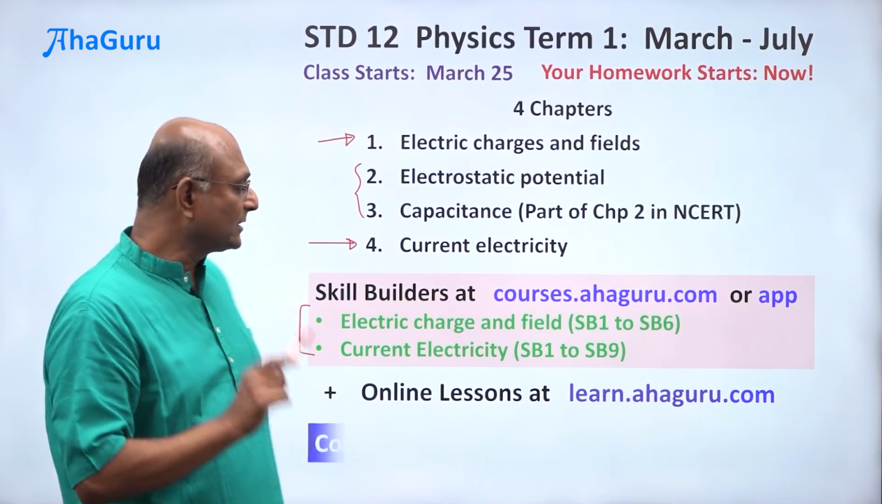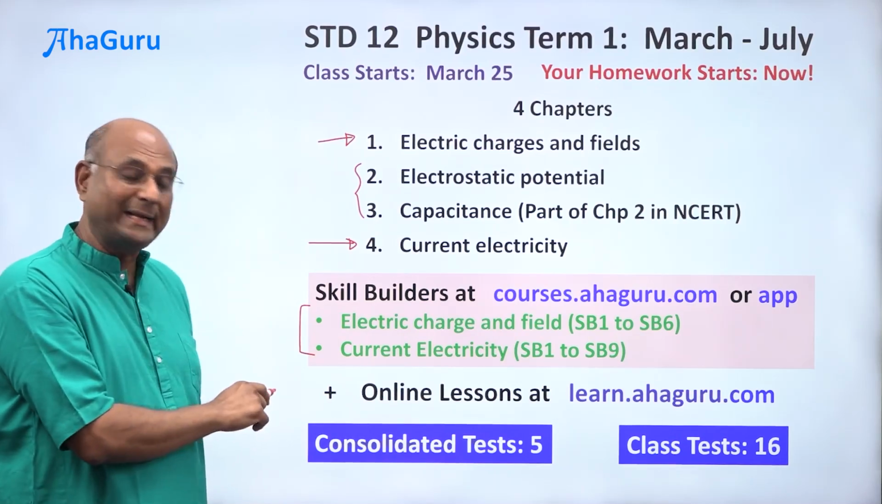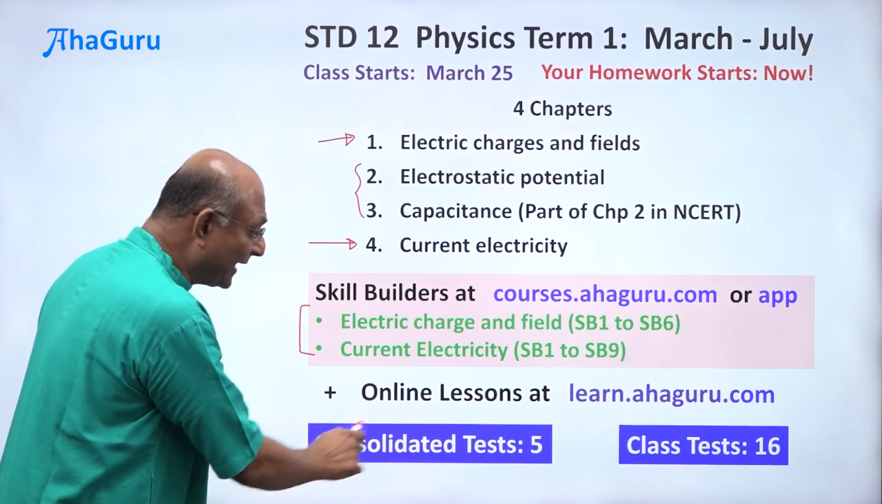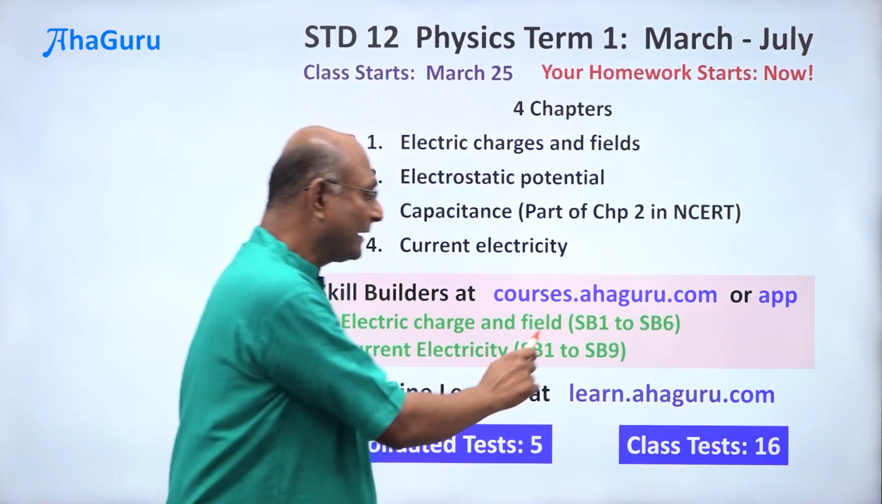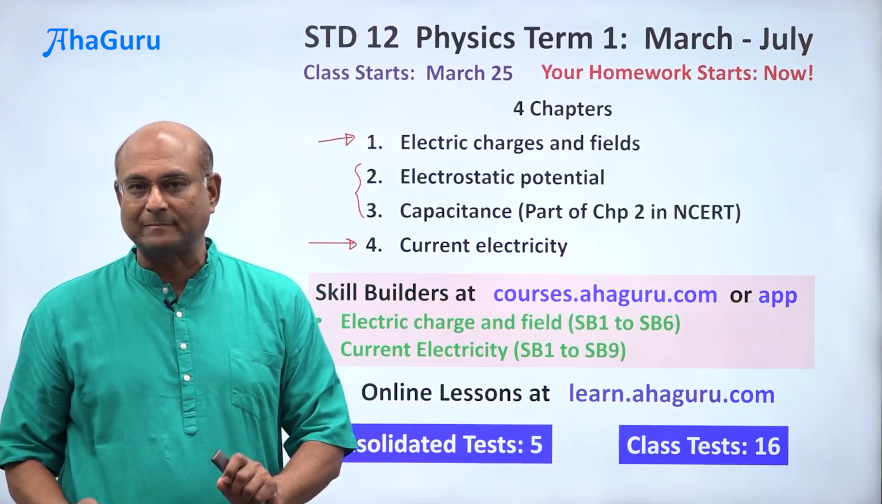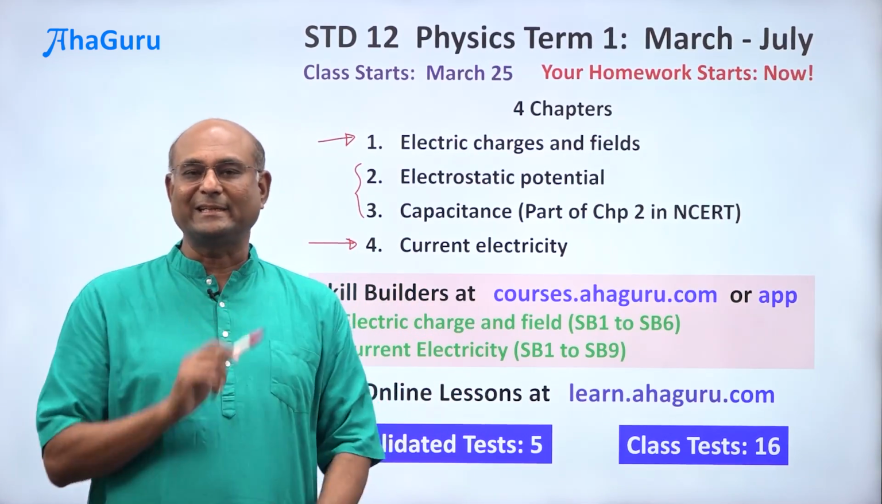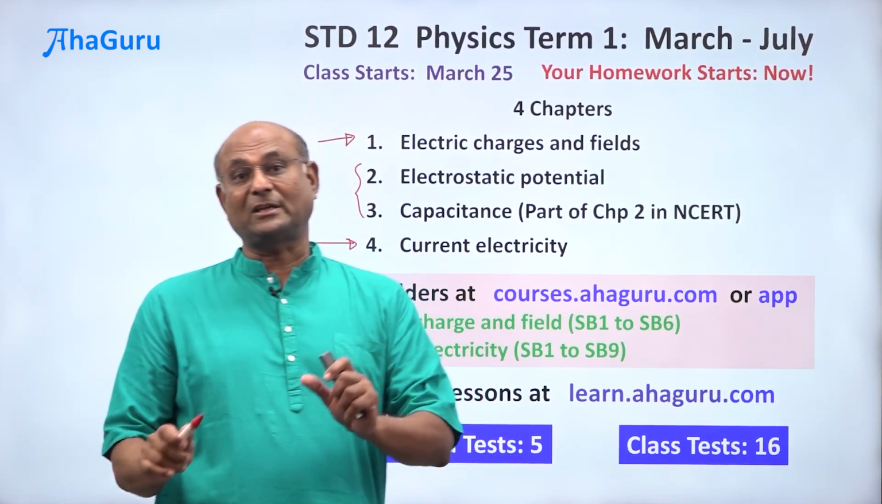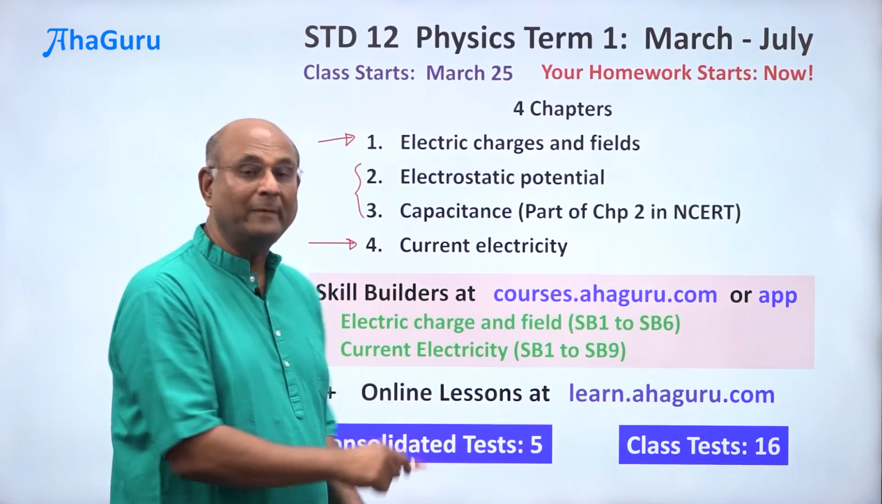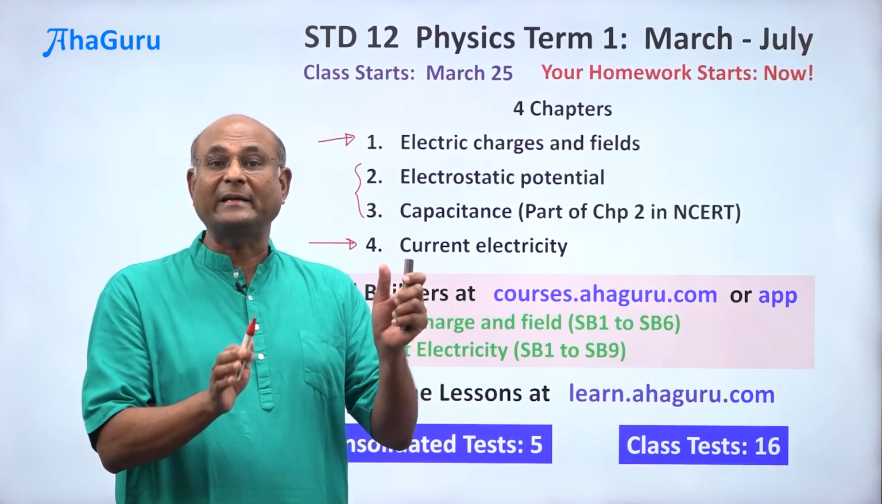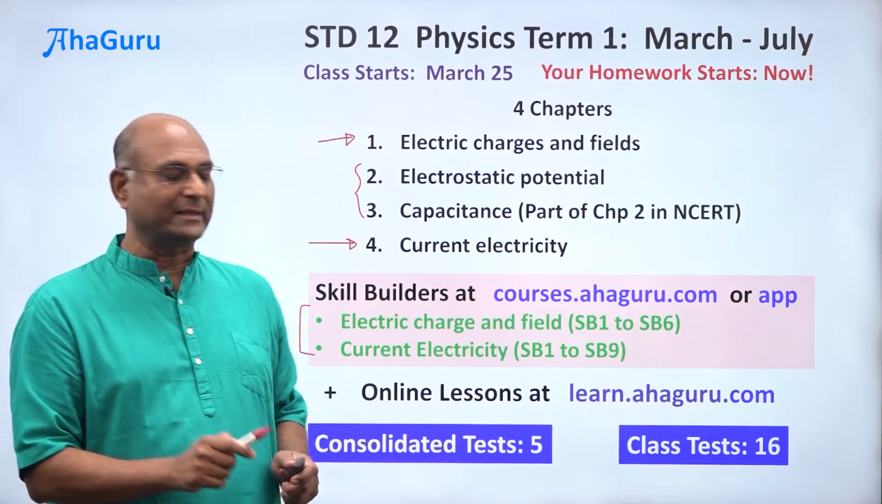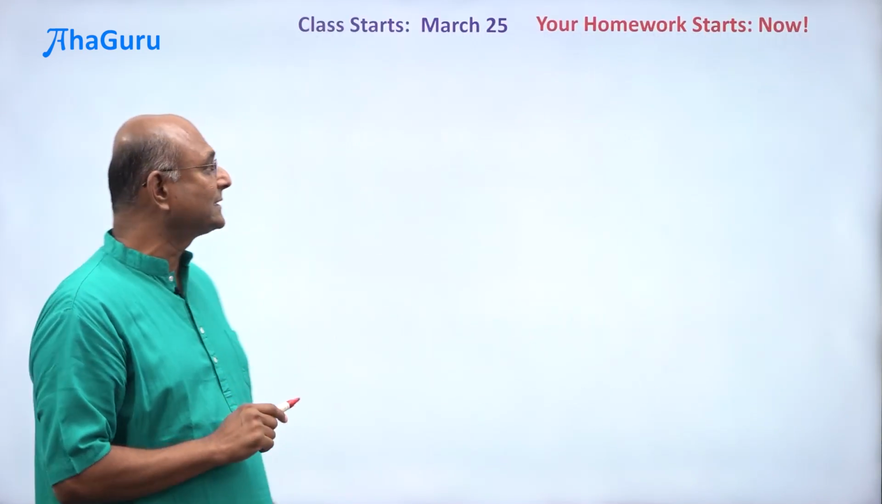Let us now look at how many tests. Term 1 will have 5 consolidated tests and 16 class tests. I know that you take tests seriously. So the entire structure of this course is going to be from one consolidated test to the next consolidated test. Let me explain this idea here.